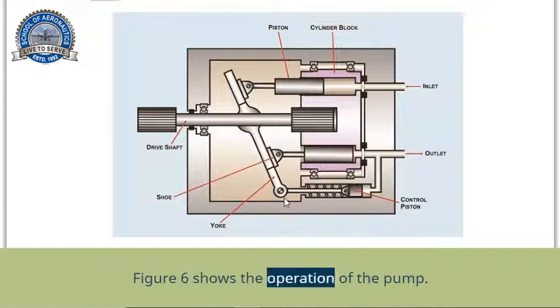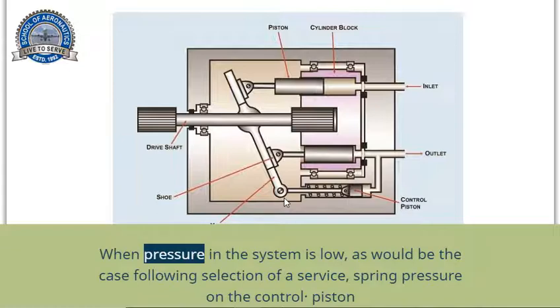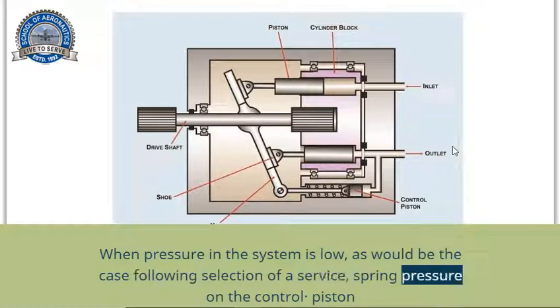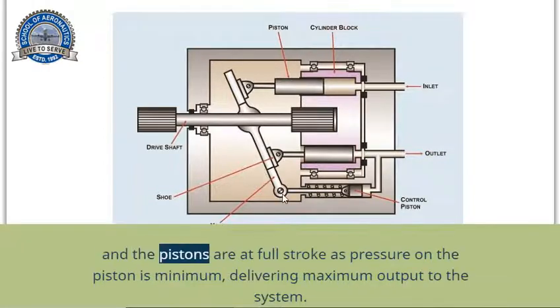Figure 6 shows the operation of the pump. Figure 6 shows a variable volume pump. When pressure in the system is low, as would be the case following selection of a service, spring pressure on the control piston turns the yoke to its maximum angle, and the pistons are at full stroke as pressure on the piston is minimum, delivering maximum output to the system.